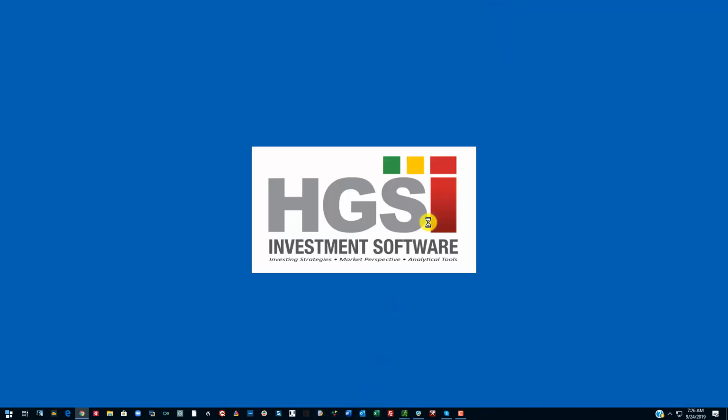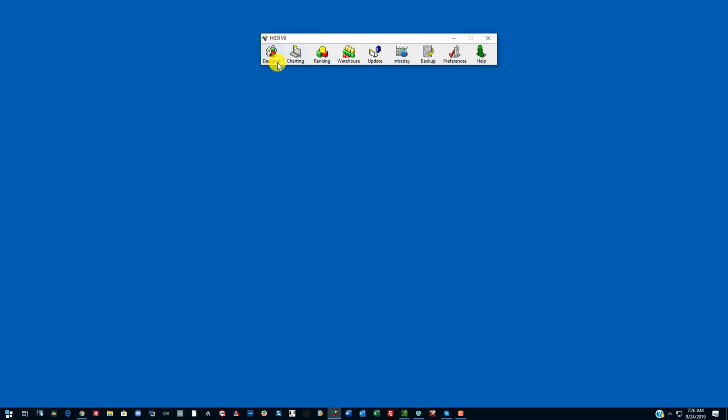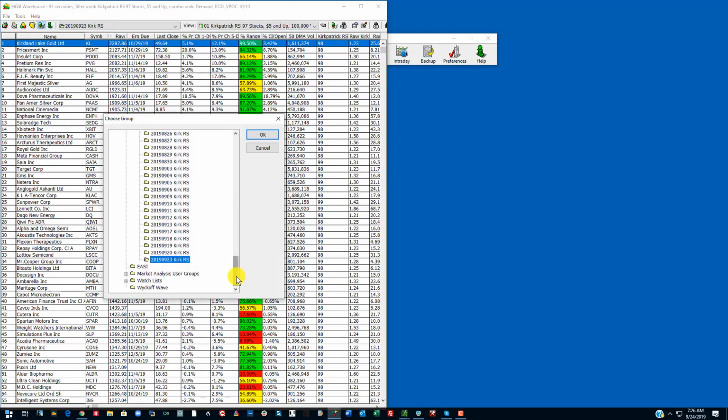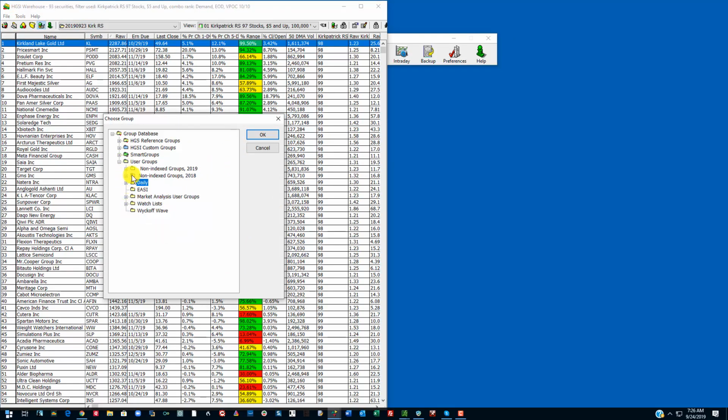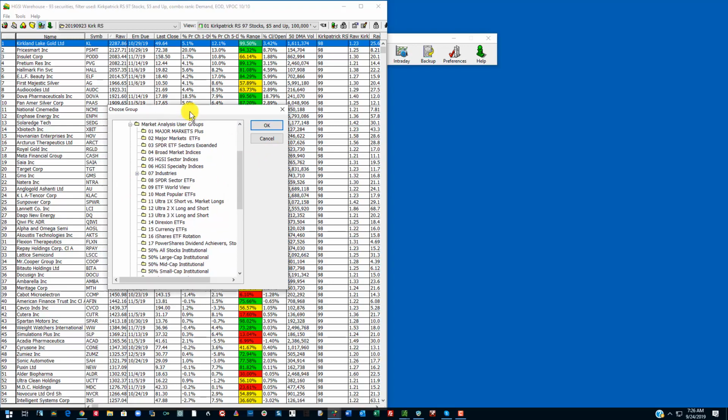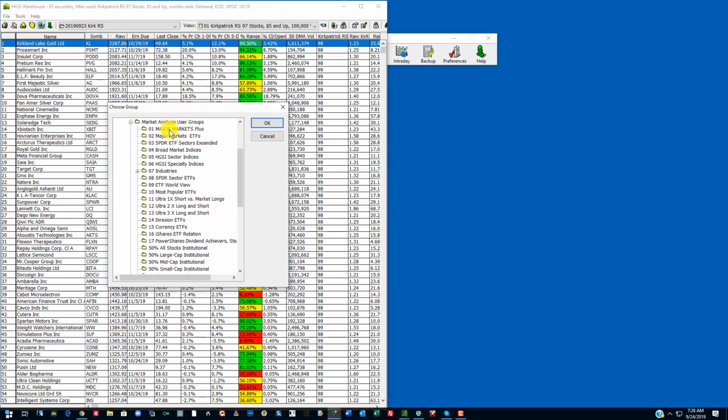I'll bring up HGSI Investor. That's what I call it. I'm going to click on the warehouse, and you can see that I have the warehouse right here. Now I want to choose the group that I'm using. I'm going to go top down, and I'm using a list of stocks that I created. I call it my major market analysis user groups.